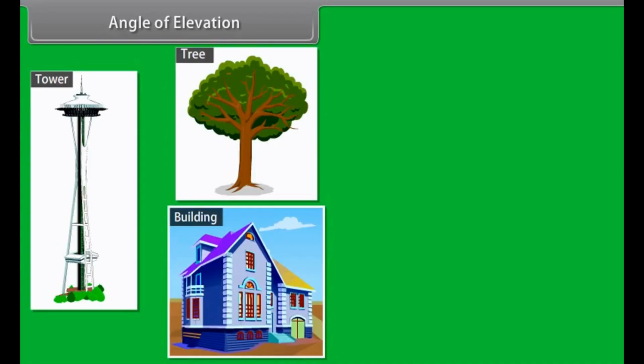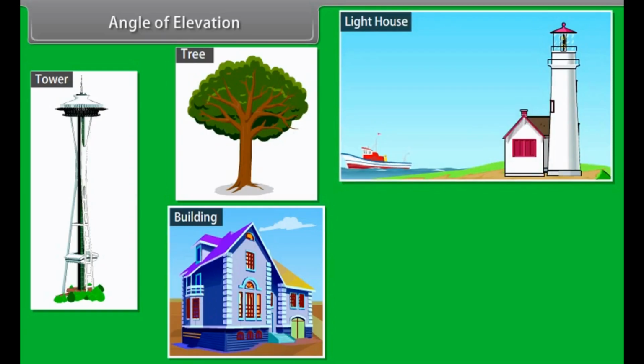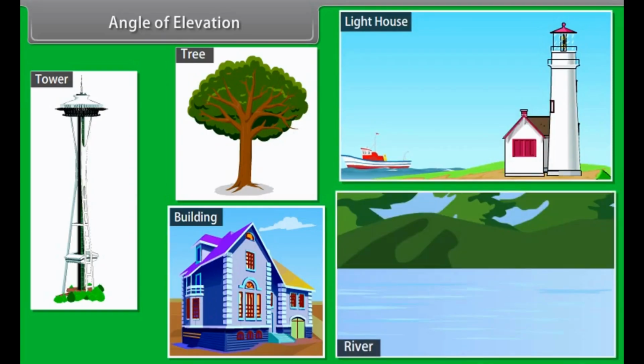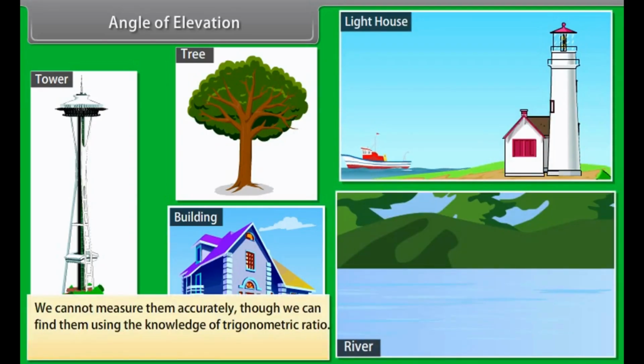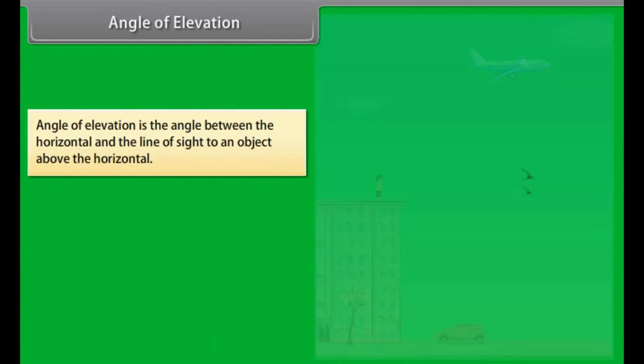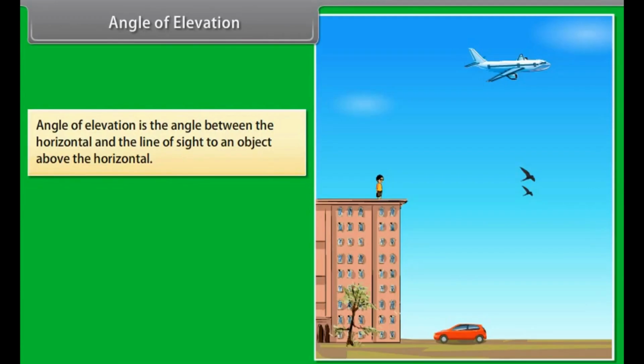Angle of elevation. Sometimes we are required to find the height of a tower, tree, building, and distances of a ship from a lighthouse, width of a river, etc. We cannot measure them accurately, though we can find them using the knowledge of trigonometric ratios. The word elevation means rise or move up. Angle of elevation is the angle between the horizontal and the line of sight to an object above the horizontal.